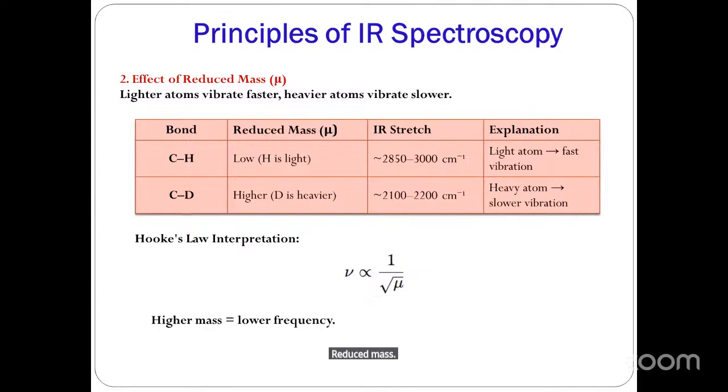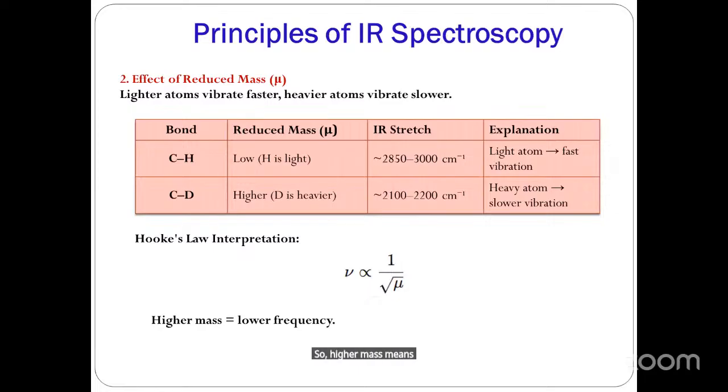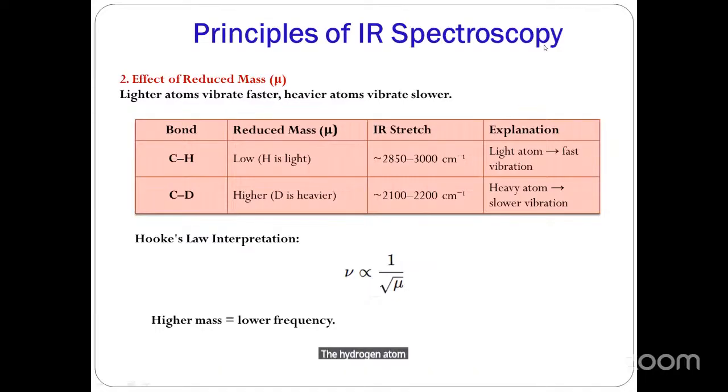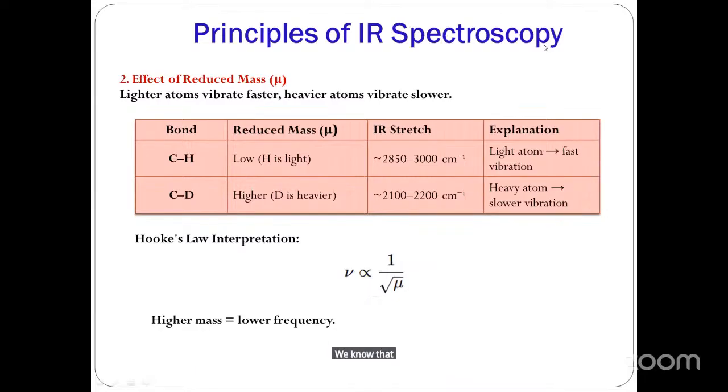Here, the lighter atoms vibrate faster, heavier atoms vibrate slower. So higher mass means there will be lower frequency. I have taken a very simple example in which the hydrogen atom is replaced by deuterium. And when we replace hydrogen atom by deuterium, we know that deuterium is having heavier mass as compared to hydrogen, that is proton. So as mass increases, frequency decreases.